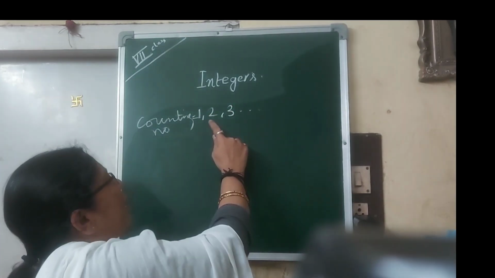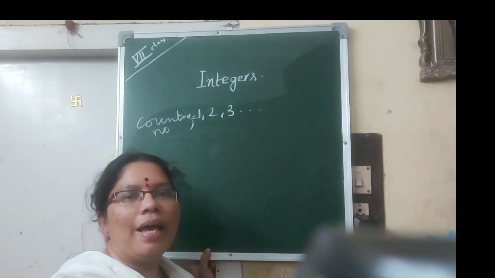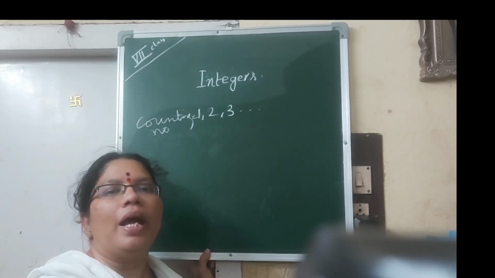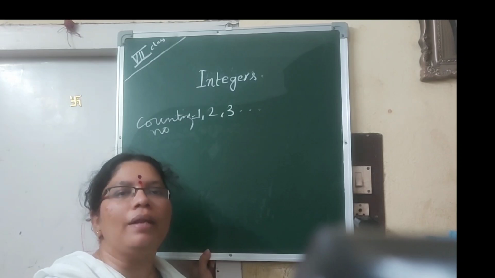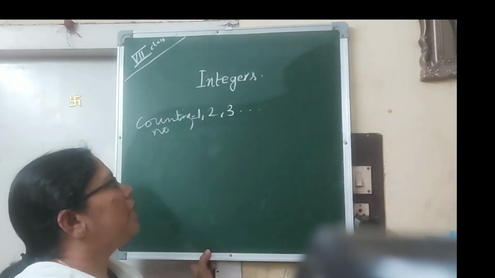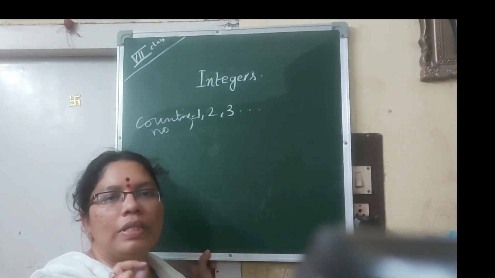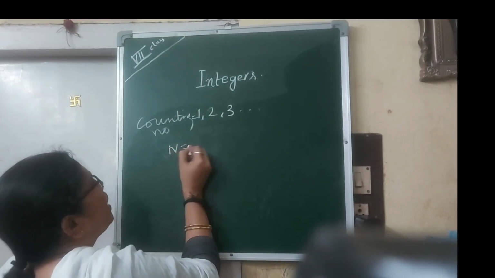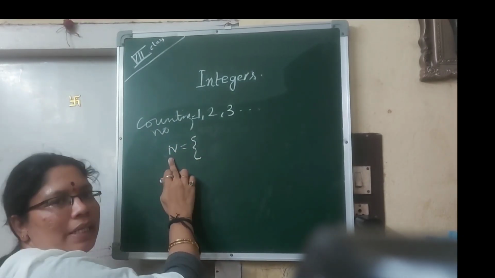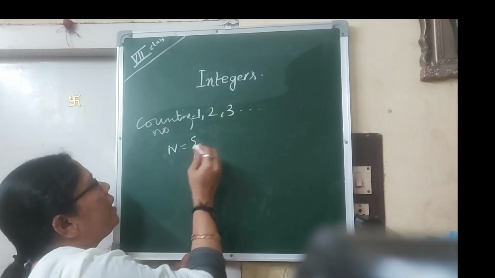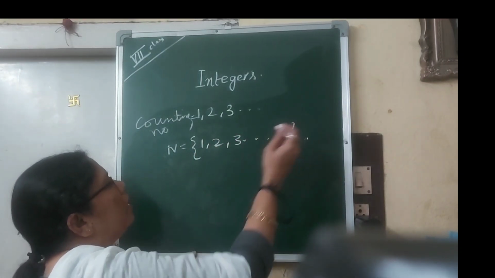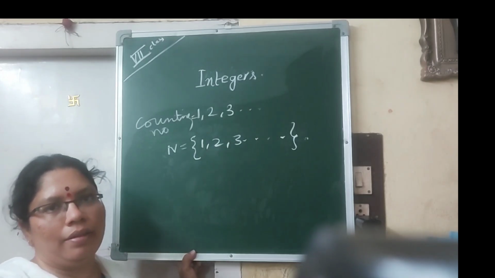We call these counting numbers natural numbers. So, what are natural numbers? Natural numbers are nothing but counting numbers which start from 1. The natural number set is denoted by N and consists of 1, 2, 3 and so on. This is the natural number set.